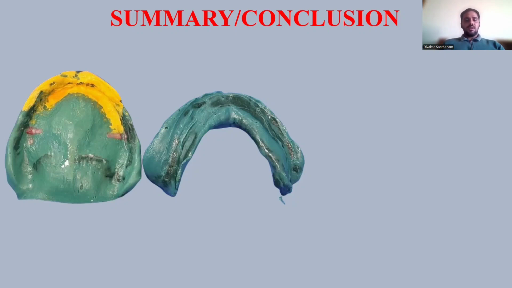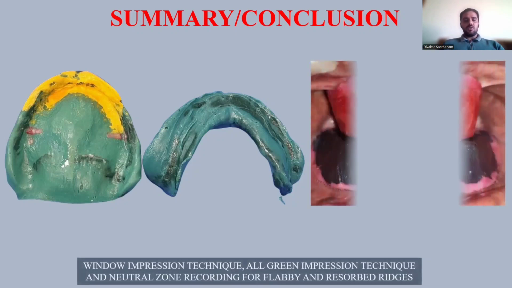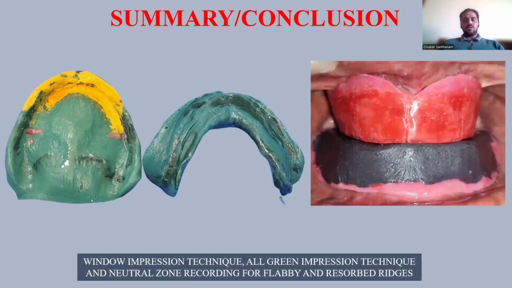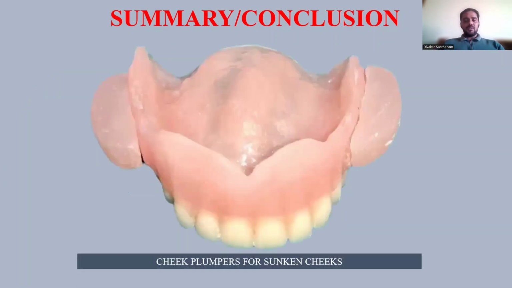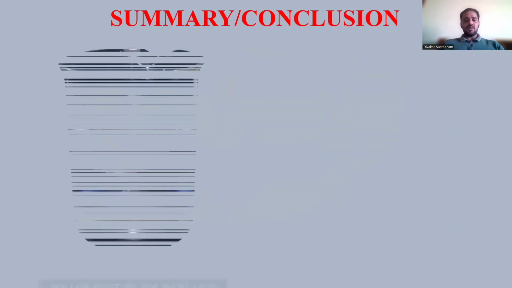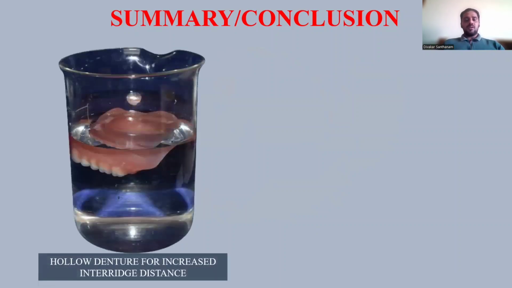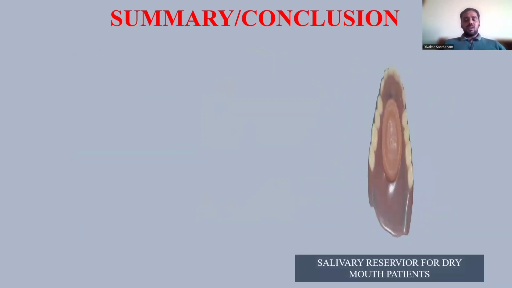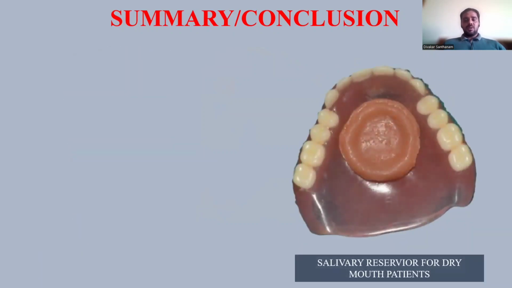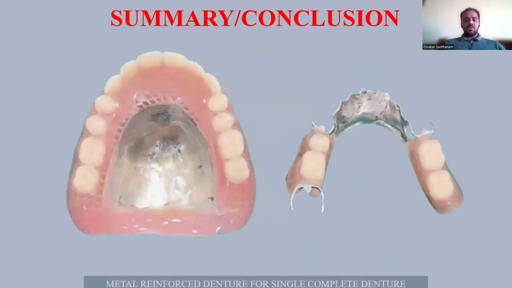So to summarize, if a patient has flabby tissues, we can go for the window technique. If a patient has resorbed ridges, we can go for the all-green or neutral zone recording. If a patient has shrunken cheeks, we can go for a complete denture with cheek plumpers. If a patient has more interarch space, then we can go for a hollow denture to decrease the weight of the prosthesis. If the patient is xerostomic, then we can go for a salivary reservoir.